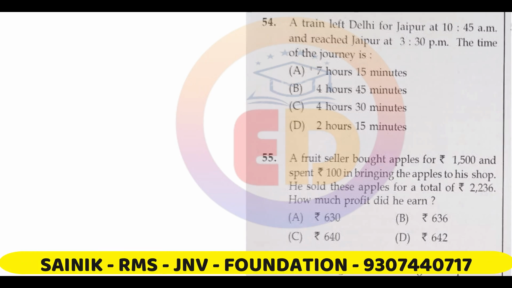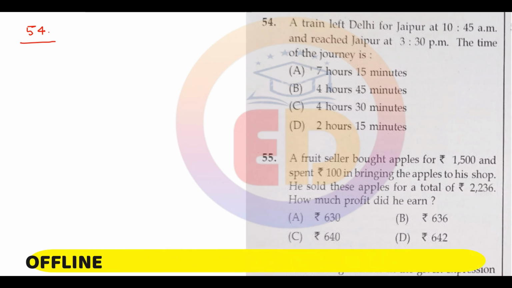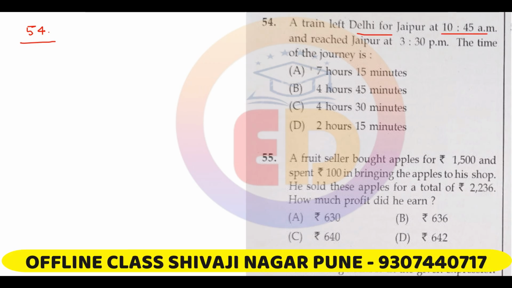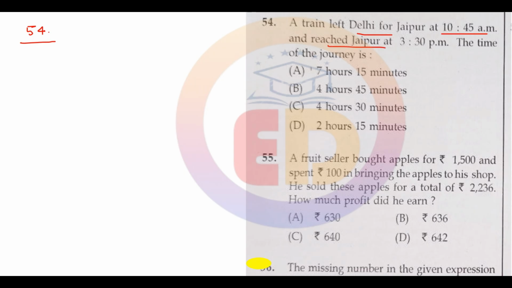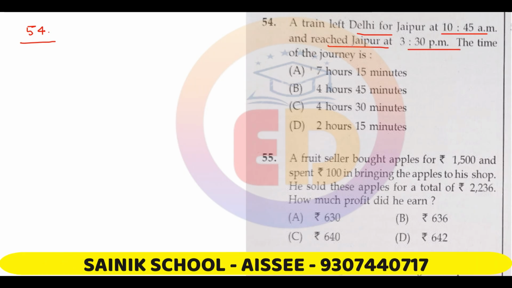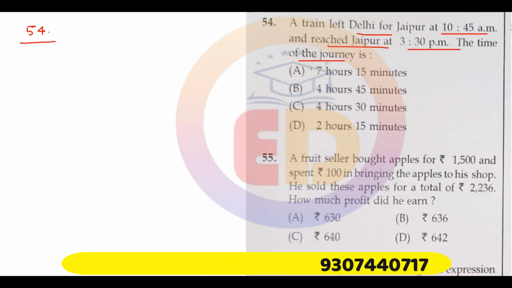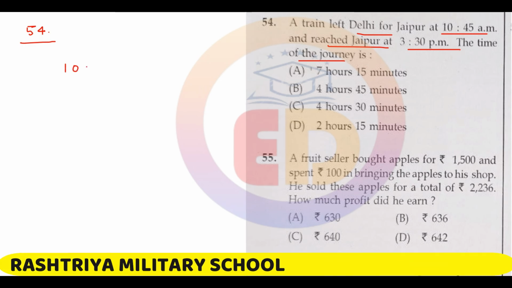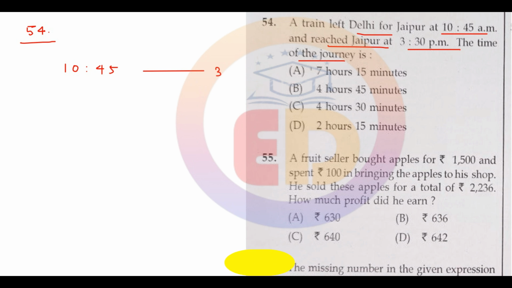Question number 54, a very basic question on time. A train left Delhi for Jaipur at 10:45 a.m. in the morning and reached Jaipur at 3:30 p.m. The time of the journey. Seemingly a very easy question. 10:45 to 3:30.